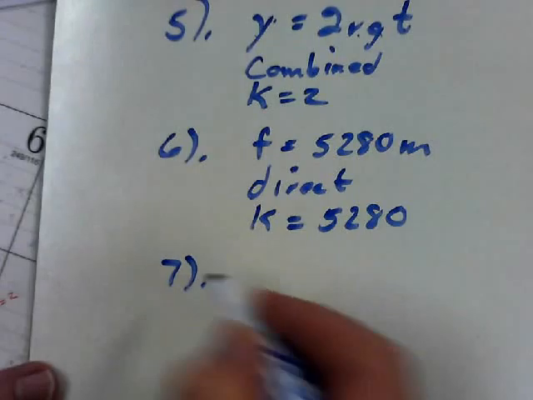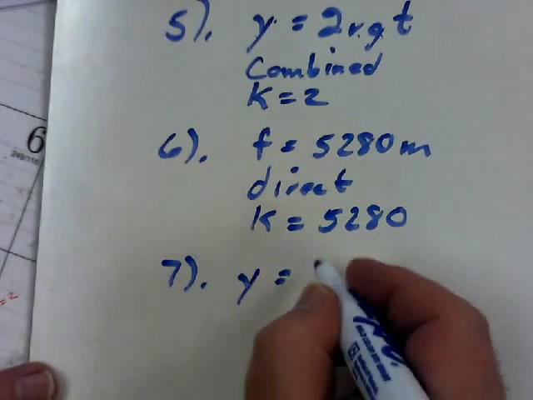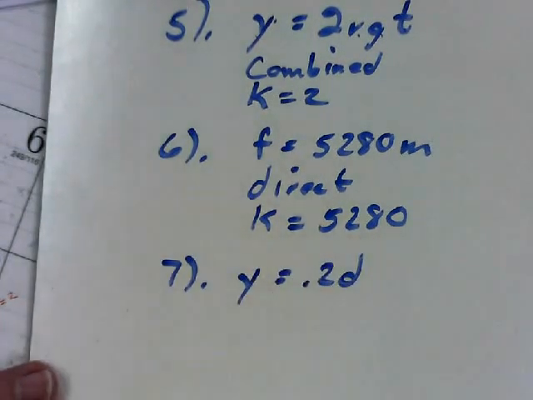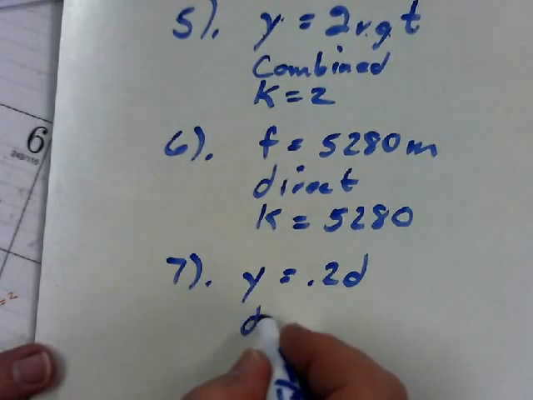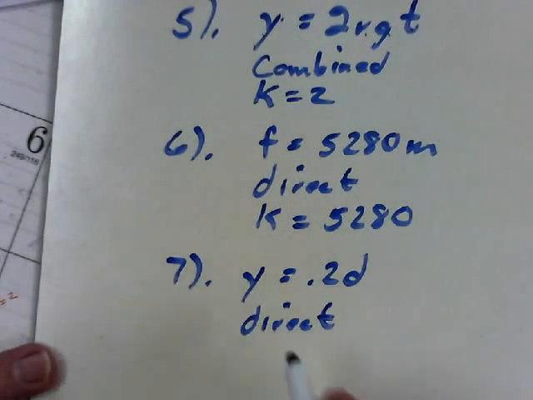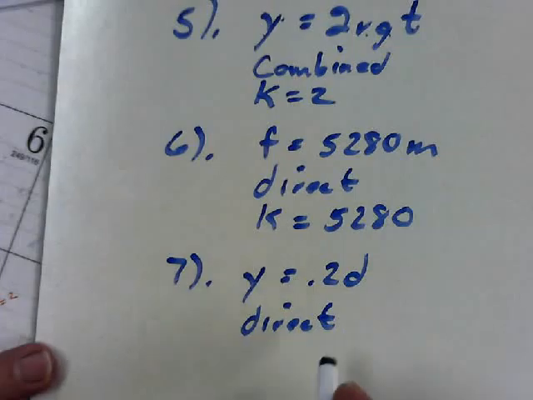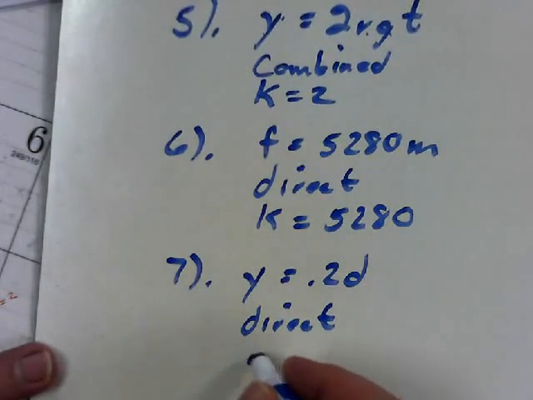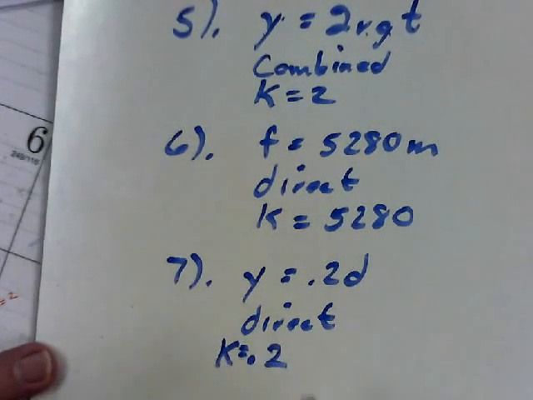Number 7. Y equals 0.2D. It's going to be direct. And it is going to be K equals 0.2.